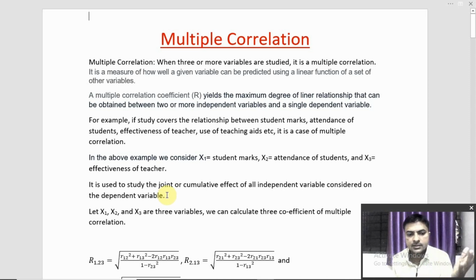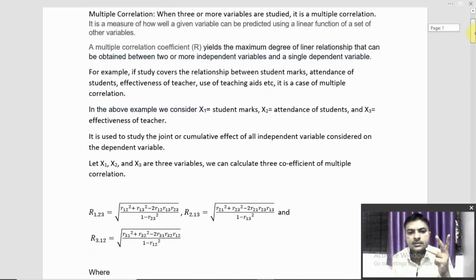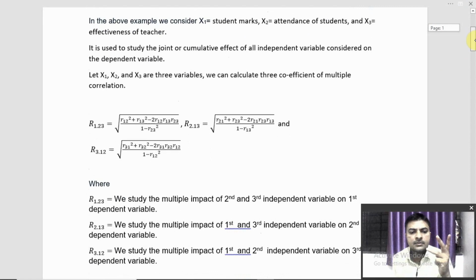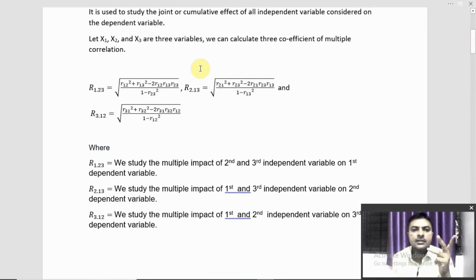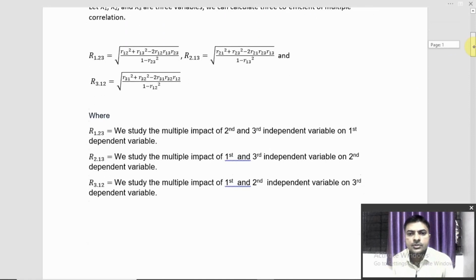So let x1, x2, x3 be 3 variables. If we take 3 variables, friends, please see that we are going to take these 3 variables as a study of multiple correlations. We can calculate 3 coefficients of multiple correlation. Yes, students, we can calculate the multiple correlations using this formula.